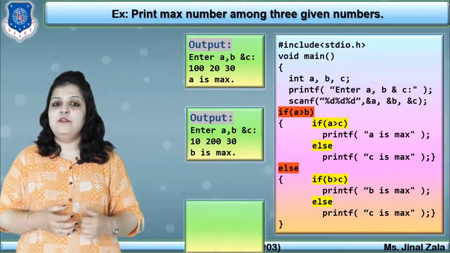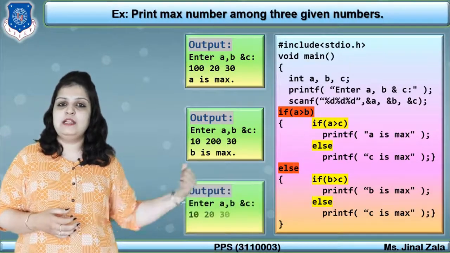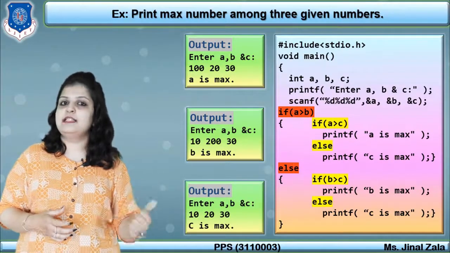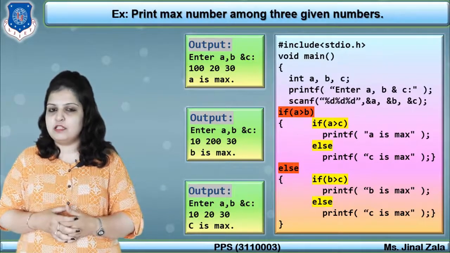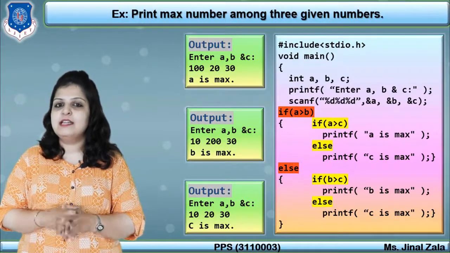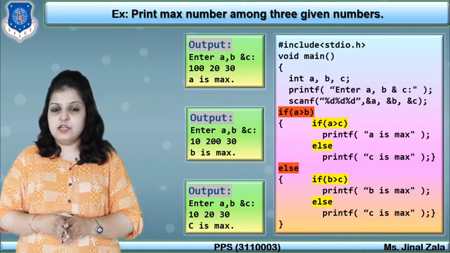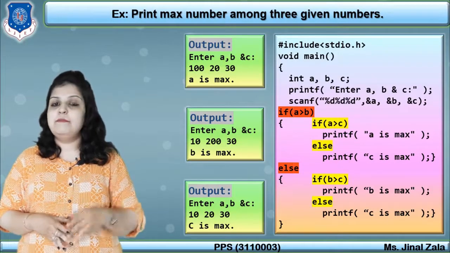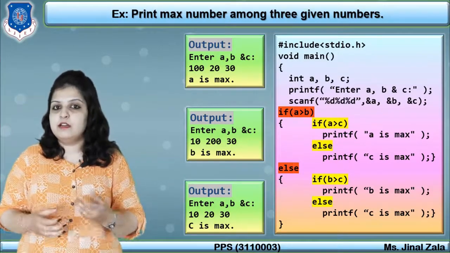And if you enter the values like 10, 20 and 30, our first condition becomes false and our second condition also becomes false. In this case our output is like C is max. So hope guys you understand the concept of nested if else. Let's see practically with one another similar example.